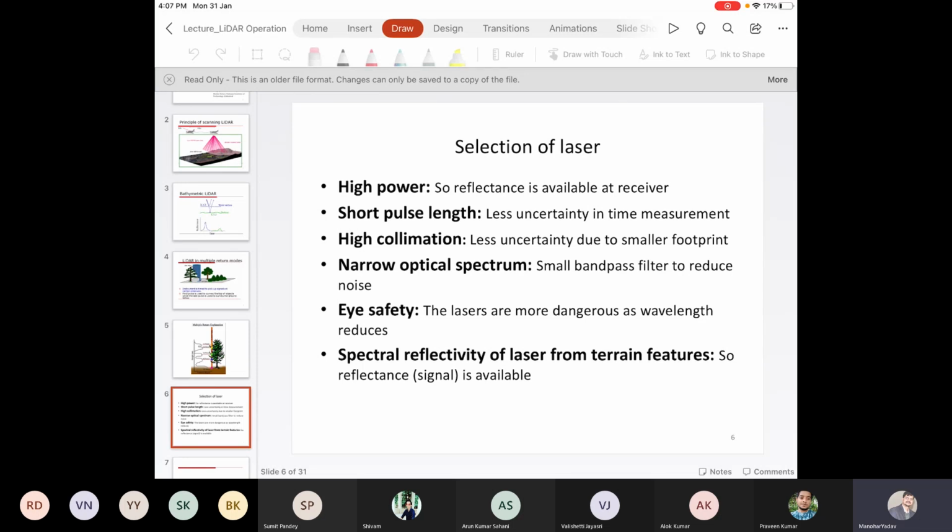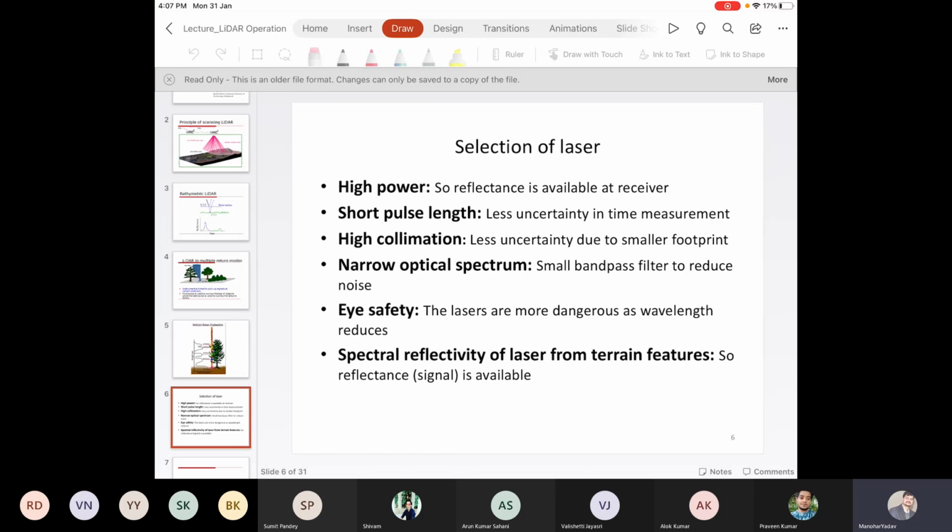the wavelength at which the laser is selected, at that particular wavelength, there should be enough reflectance from most of the materials of the Earth's surface. Like we have already seen in the case of water. In the case of water, if we select the NIR band, we don't get the reflectance.